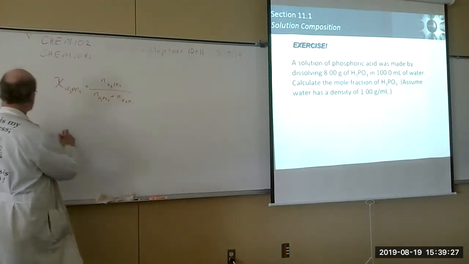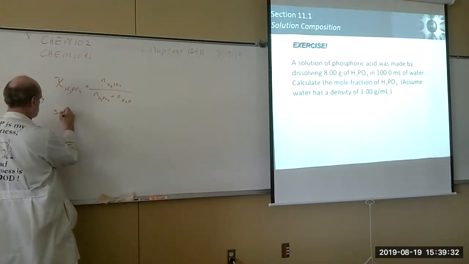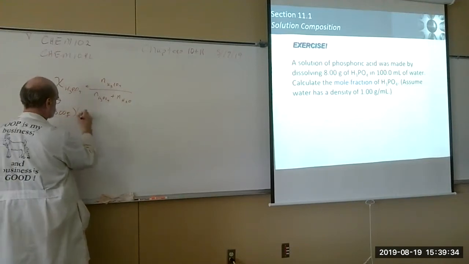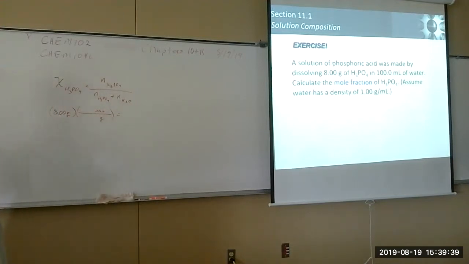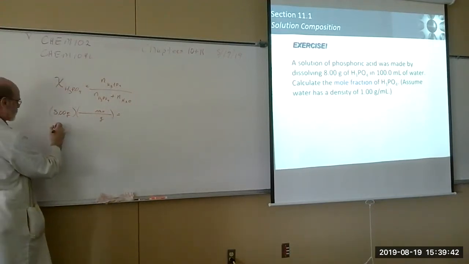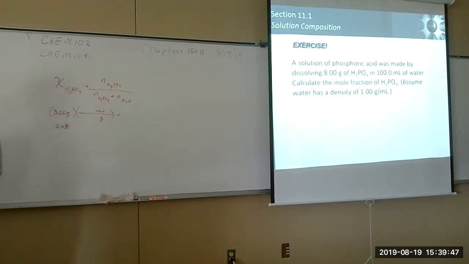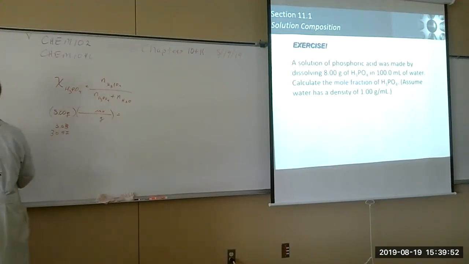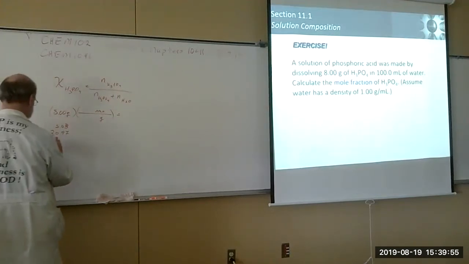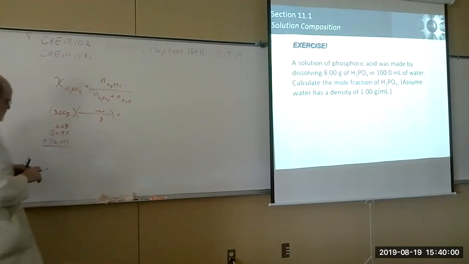So the moles of phosphoric acid would be 8 grams. And then we got to convert that to moles. We got grams, moles. So we need the molar mass of phosphoric acid, which would be, the hydrogens are 3.03, right, because there's 3 of them. Phosphorus is 30.97. And 4 oxygens, 16 times 4. Let's figure that one out.